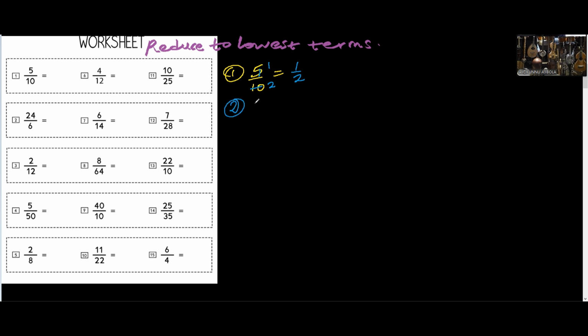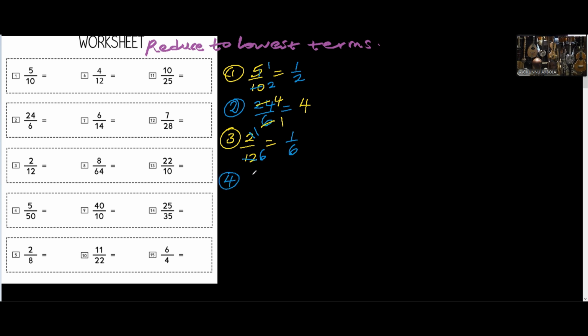The second one is 24 over 6. But if you try to reduce this one, it will not give you a fraction. Is that clear? This is 6 here 1, and 6 here 4. 4 over 1 is not a fraction but a whole number. Then the third one, we have 2 over 12. 2 can factor both of them, so 2 here is 1 and 2 here is 6. So we have 1 over 6.